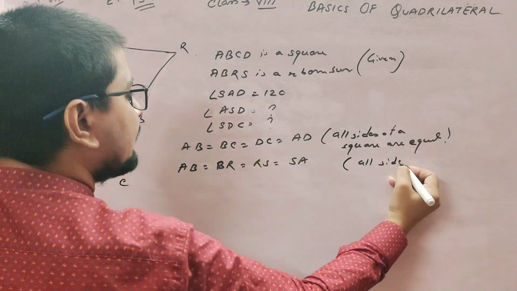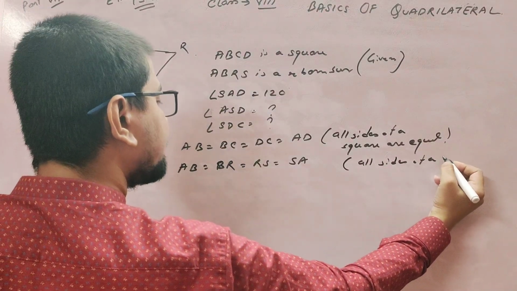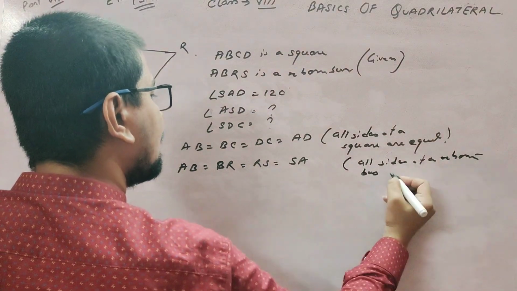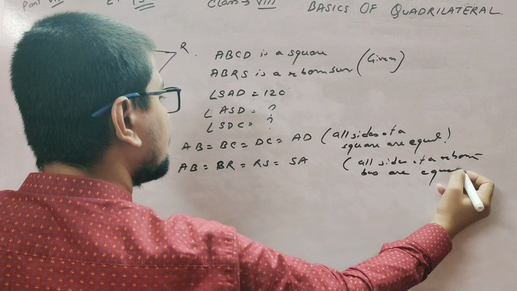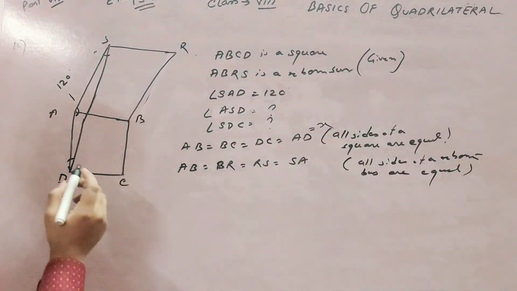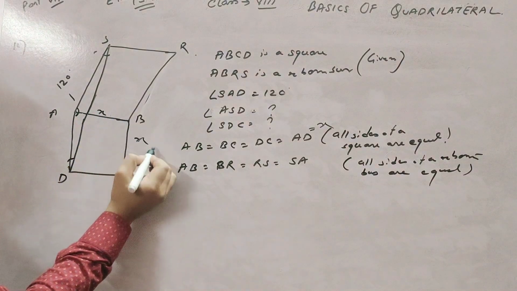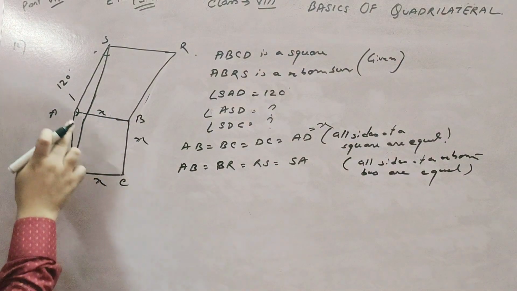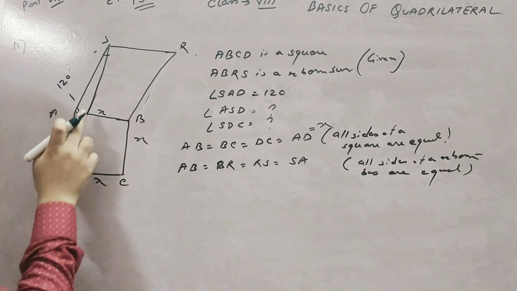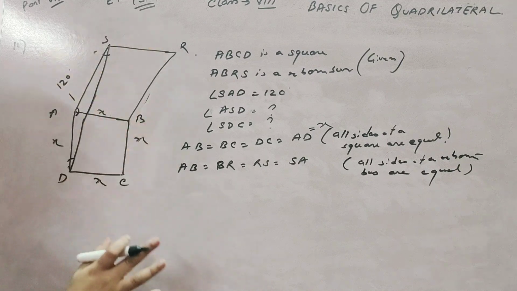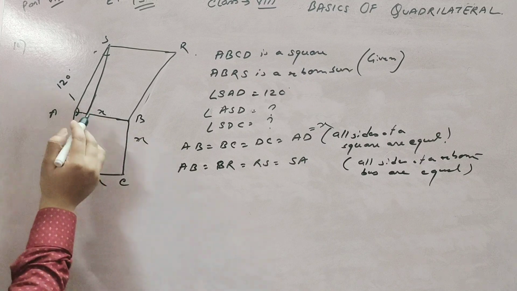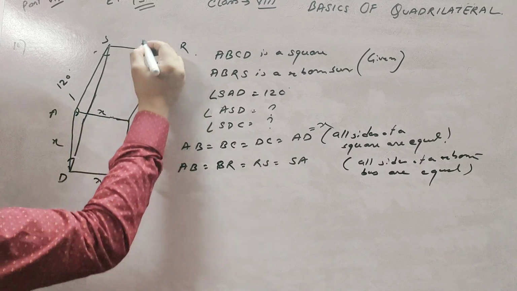All sides of a rhombus are equal. Suppose the side of square is x, that means this one is x, this one is x, this one is x, this one is x. So ABCD is a square, all sides are equal, and ABRS is also a rhombus, so all sides are equal. So if this one is x, that means this one is also x.